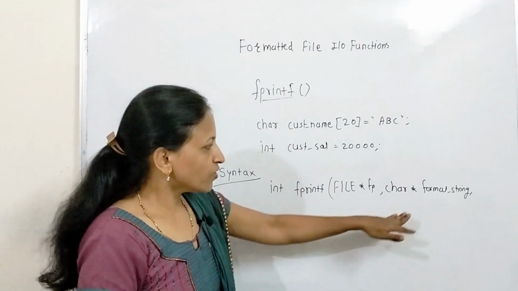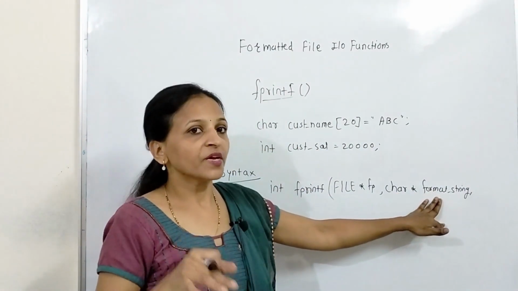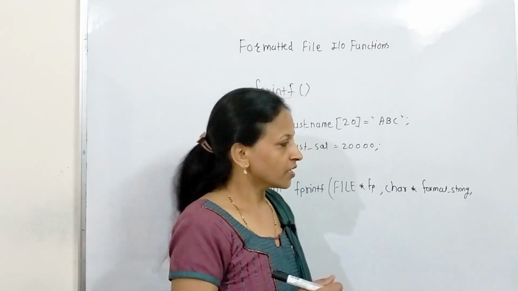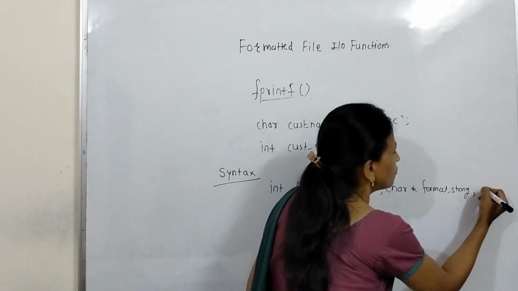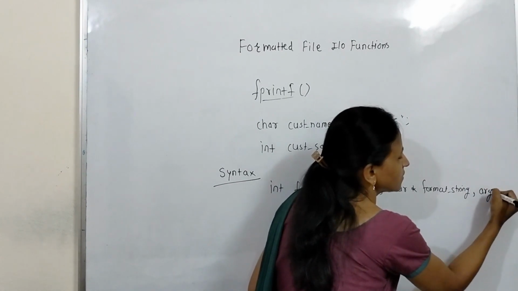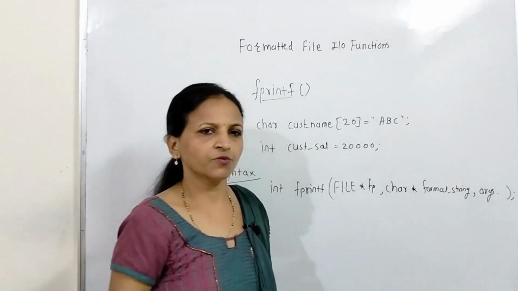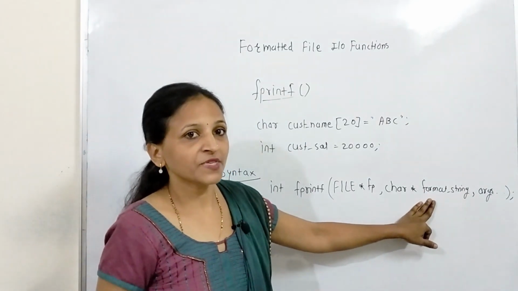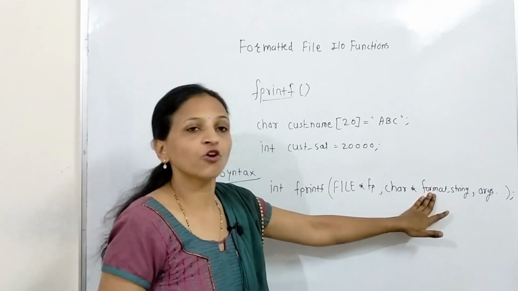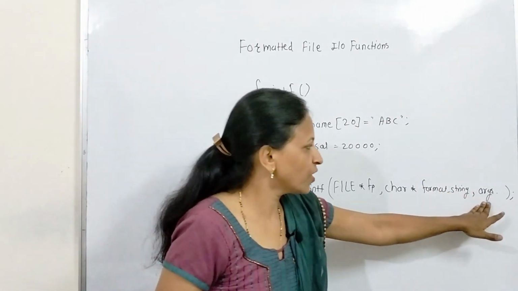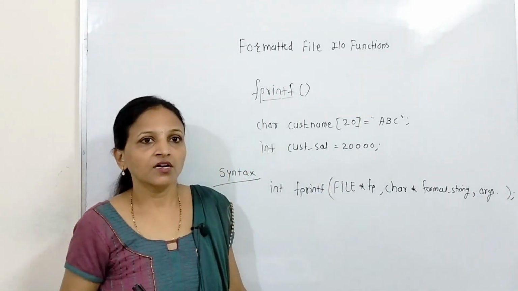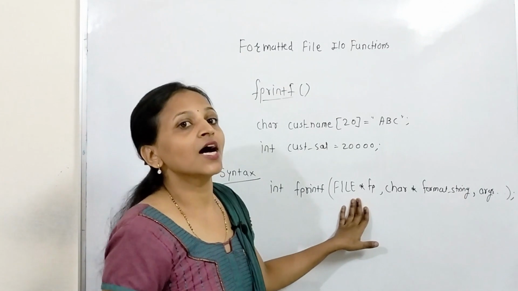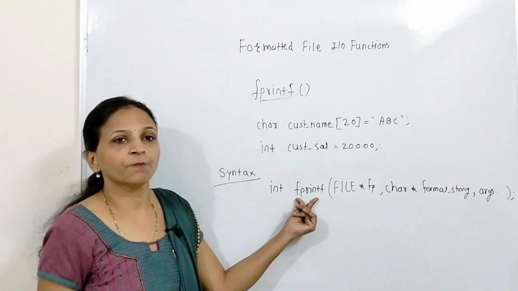Whatever format specifiers you have mentioned, that many arguments you have to pass after this comma. Get it? Like here after the comma you have to pass those arguments: 1, 2, 3, 4, any number of arguments as per the number of format specifiers you have used in this format string. Those number of arguments you have to pass here after the comma. Getting? Only one argument is extra in using this fprintf.